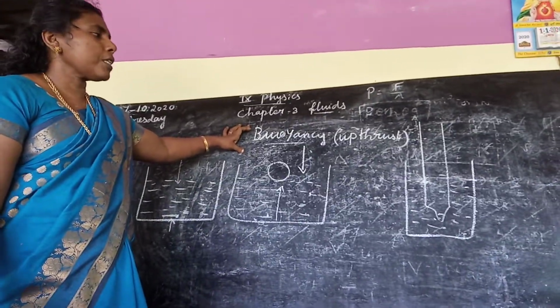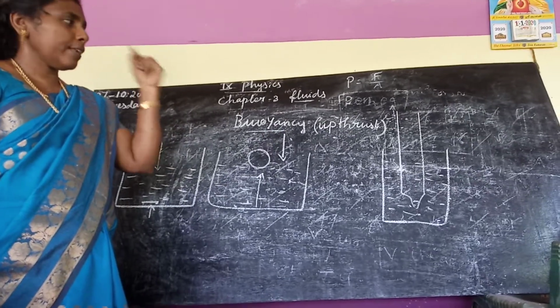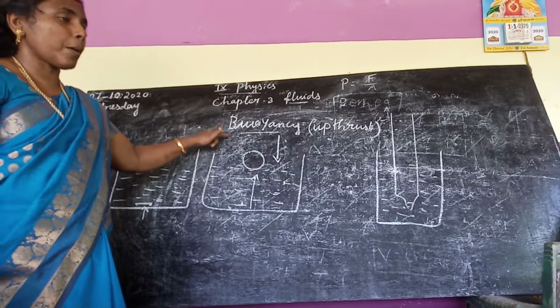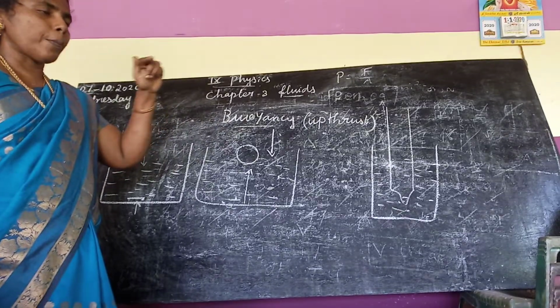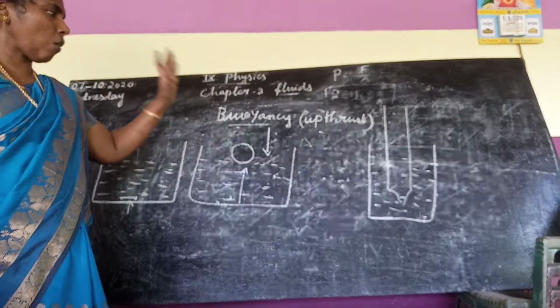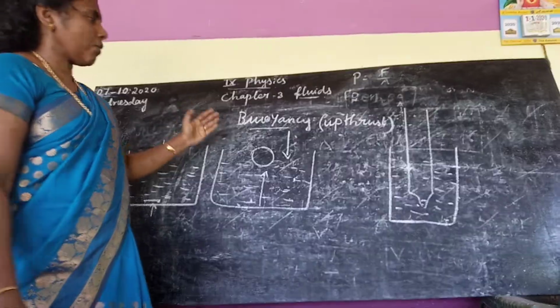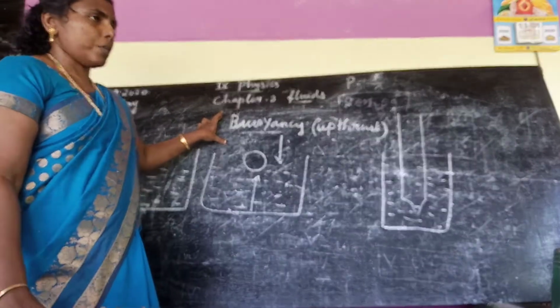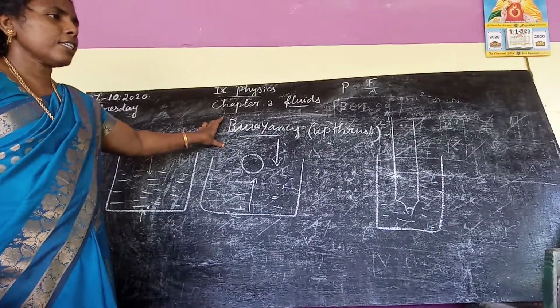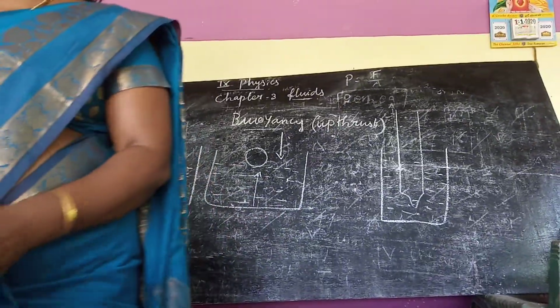So for the hydrometer assignment, you have to write first why the hydrometer, for what purpose we are using it. Then the principle, the construction and working diagram. With all of this you will get a 4 mark or 7 mark question, that is hydrometer. So today's assignment is hydrometer. Now take a book, all of you.